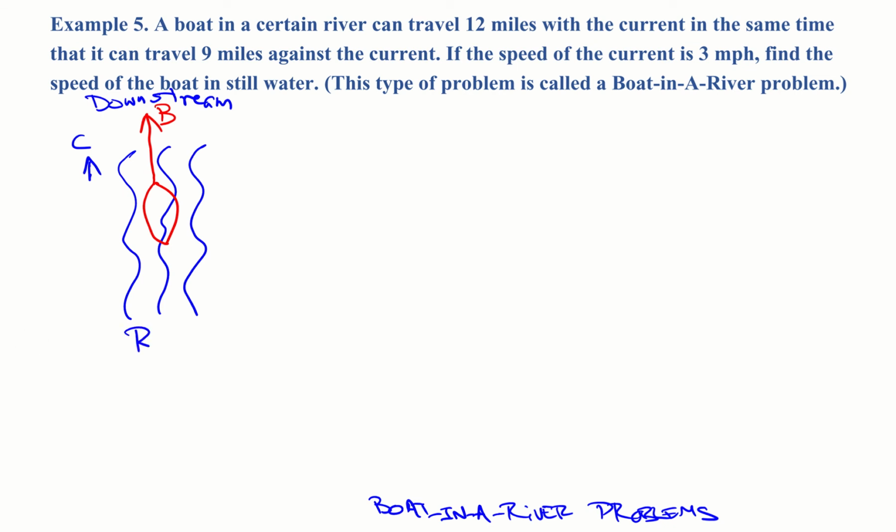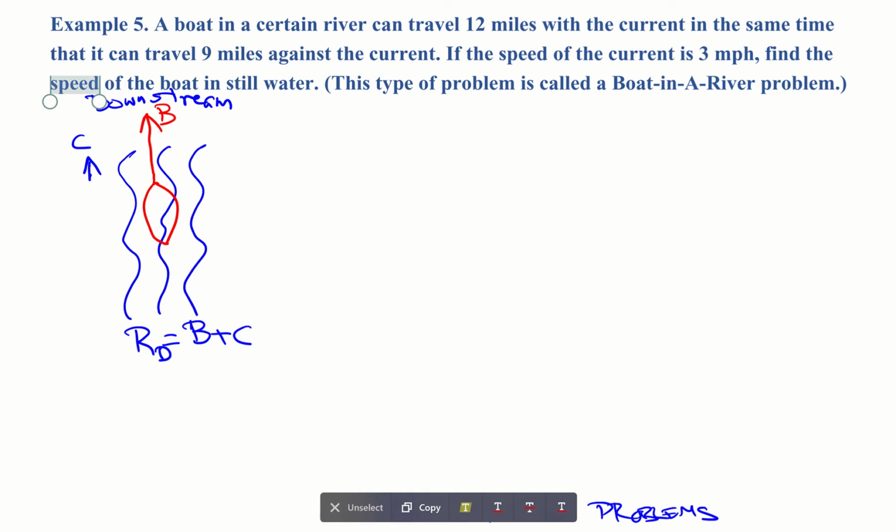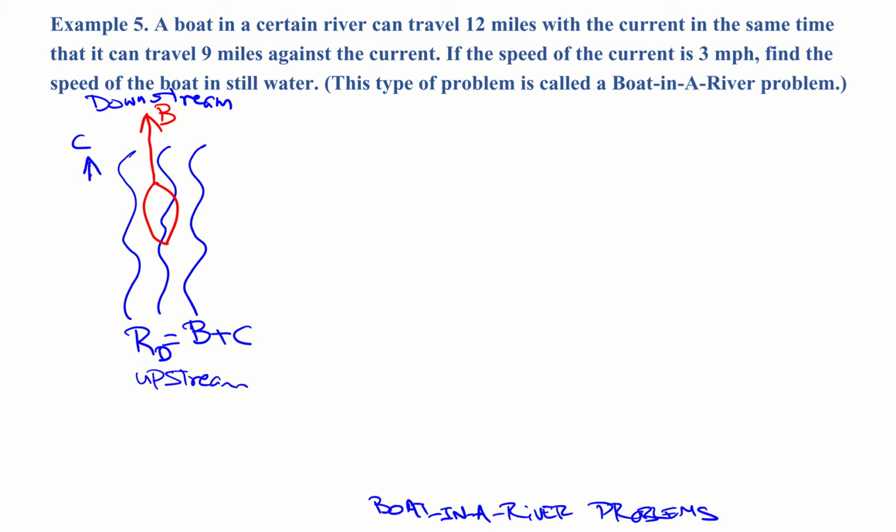So rate downstream is actually going to be whatever the speedometer shows plus the amount that the current is helping it. So that's the downstream scenario. Then we have the upstream scenario.